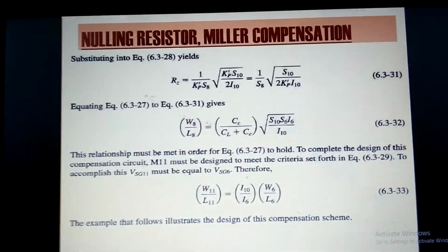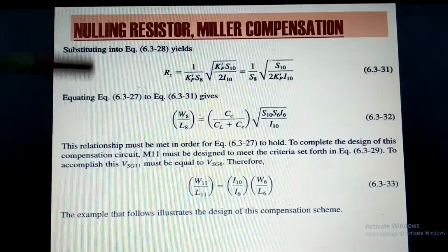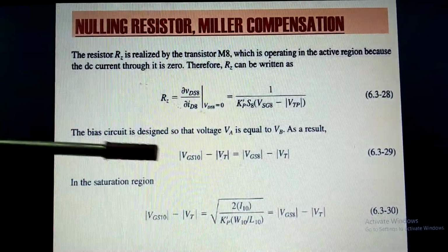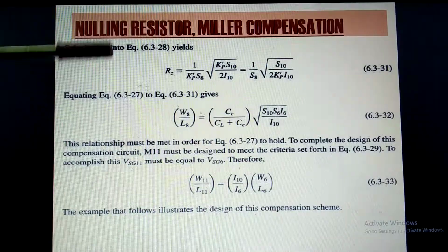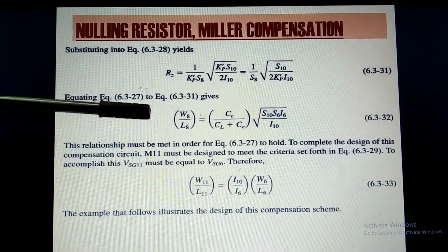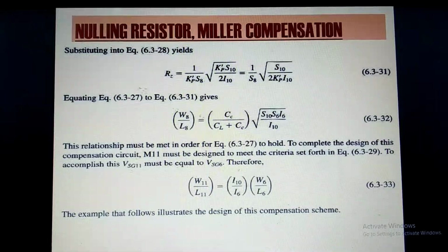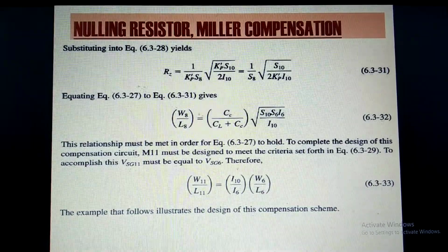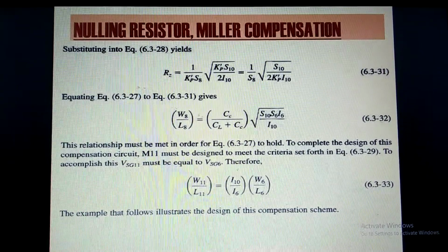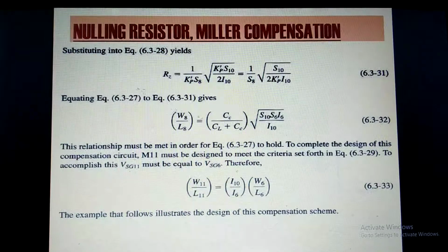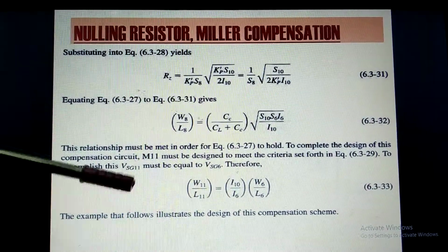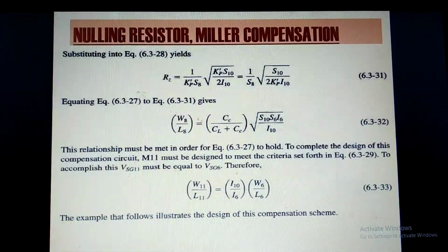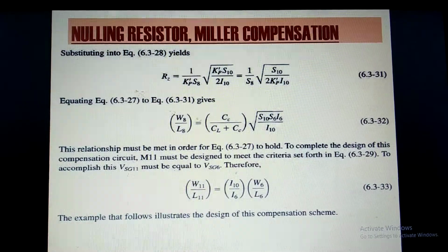So equating all these equations, from equation 27, 28, 29, 30 and 31, we can get the aspect ratio for the M8 transistor is equal to CC by (CL plus CC) into the square root of S10 into S6, I6 by I10. So if this equation is followed, then it illustrates the design of this compensation scheme.